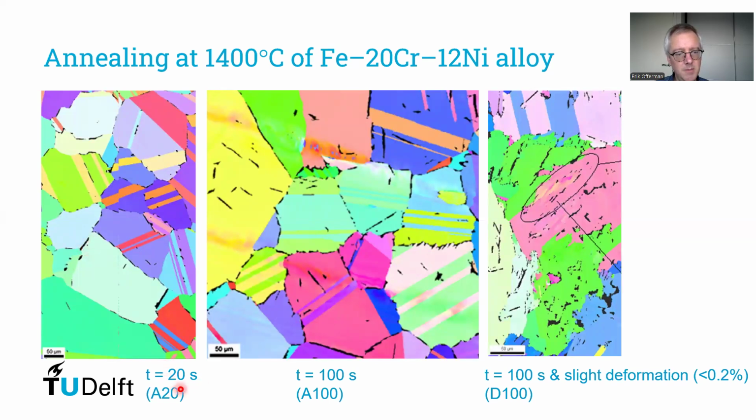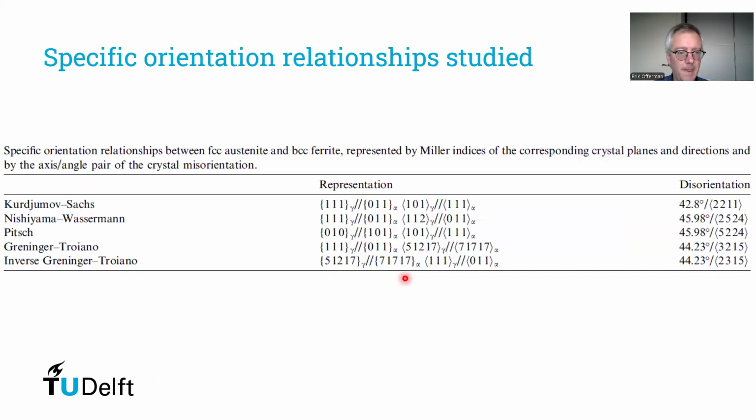This was 20 minutes annealing at 1400 degrees. This is 100 seconds. So, 20 seconds, 100 seconds annealing at 1400. And in this measurement, we had a slight deformation of the sample of 0.2%. And this one was also annealed for 100 seconds at 1400 degrees. And you already see that due to the deformation, we have many more nuclei forming.